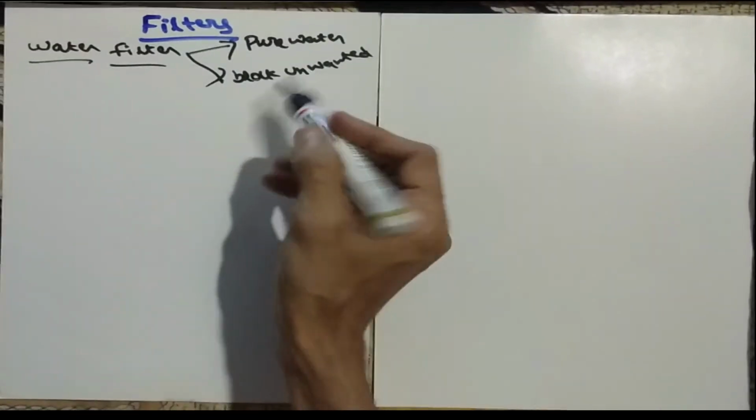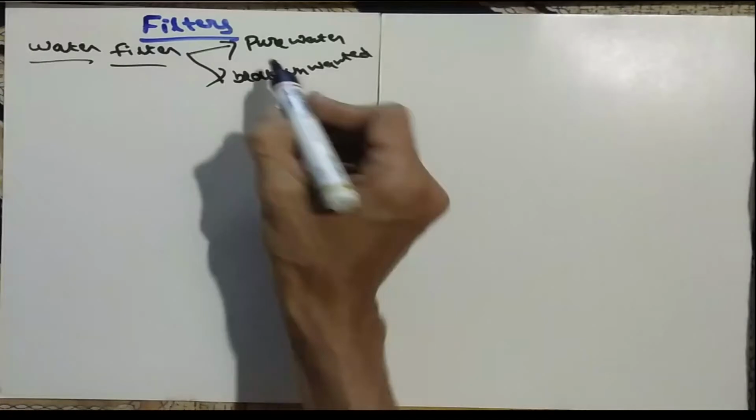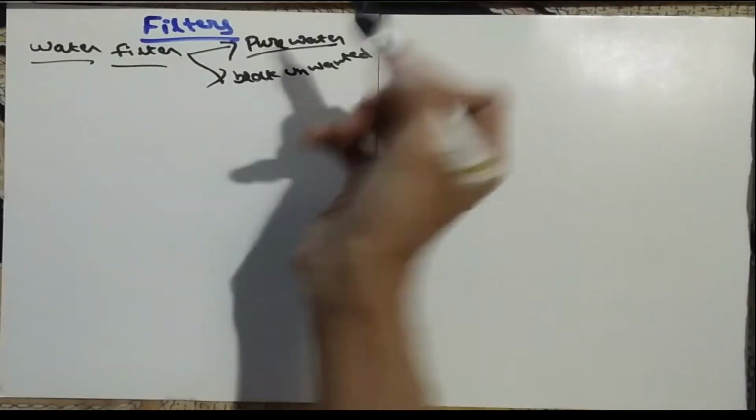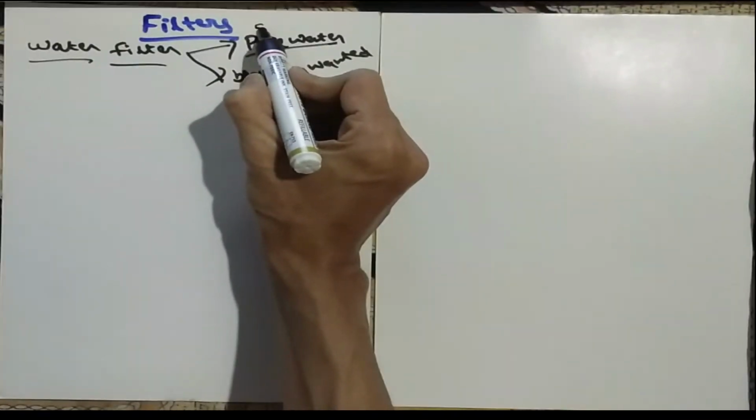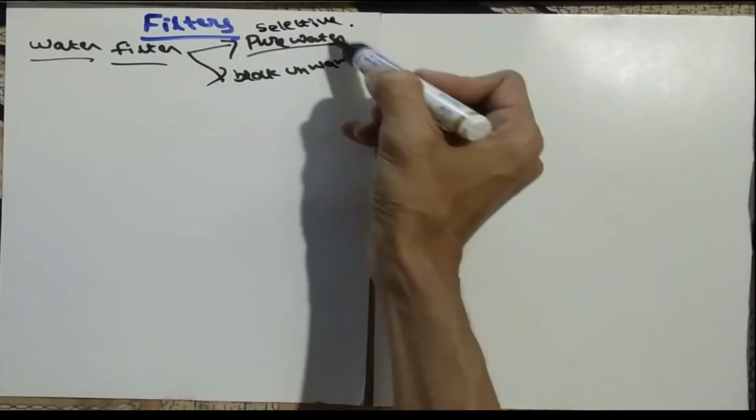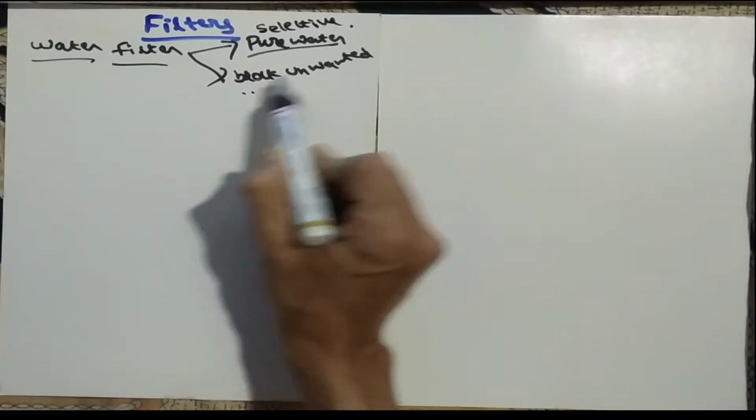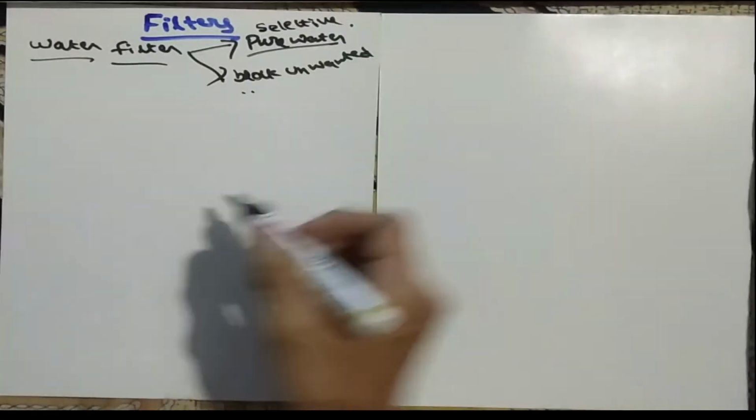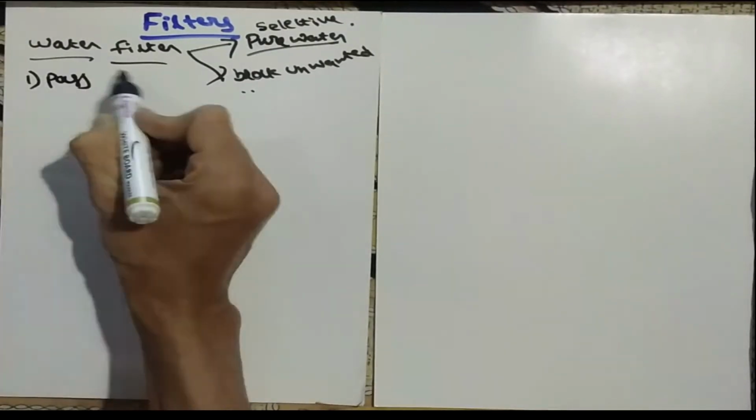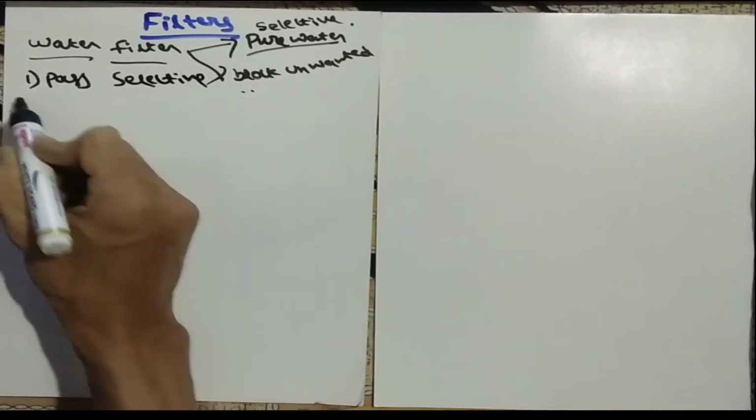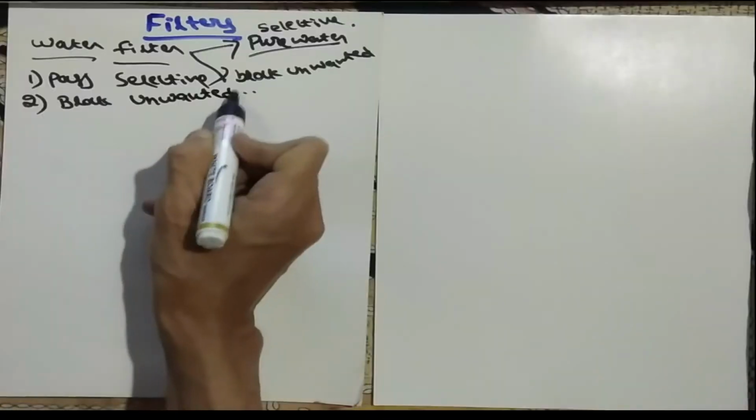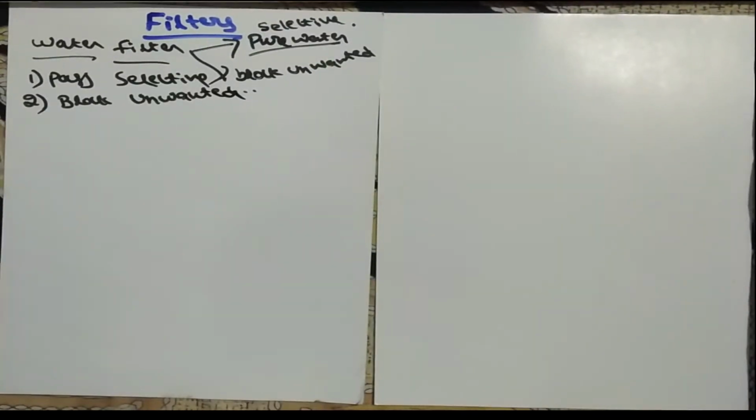So here we can note that the filter will do two things. One, it will give you pure water, that means it will give you the particular selective part, and second, it will block the unwanted. So we can easily say a filter has two operations: one, it will pass the selective things, and second, it will block the unwanted. So the definition of a filter is, we can say, the circuit which passes the selective portions and blocks the unwanted portion is known as a filter.